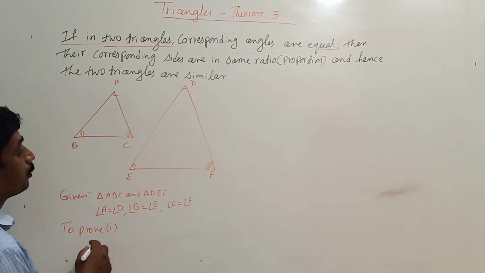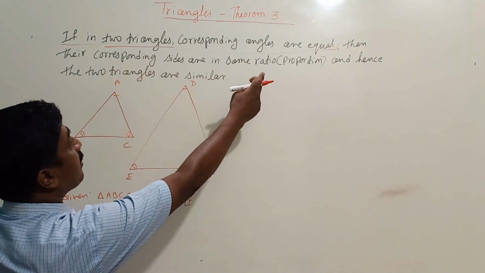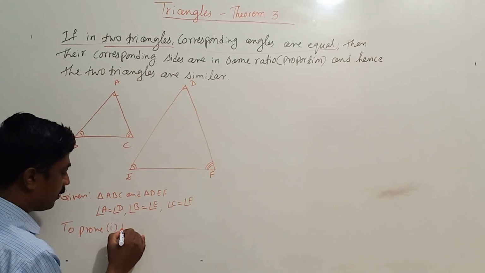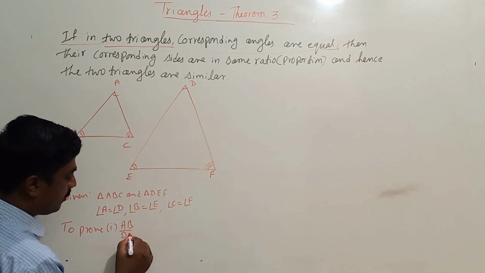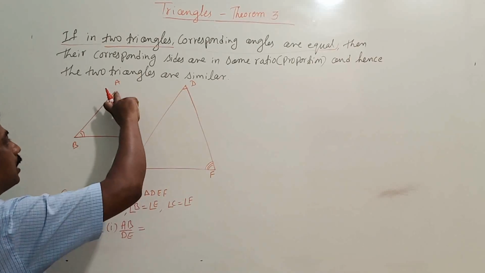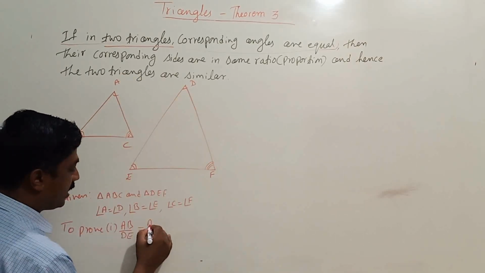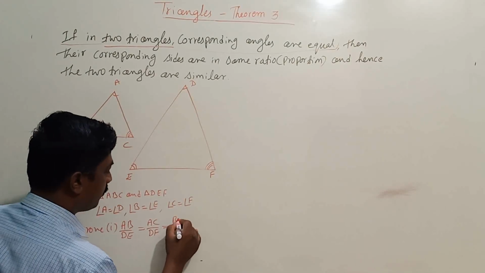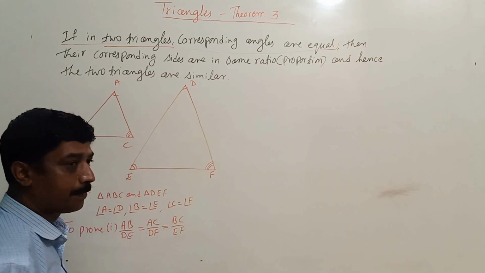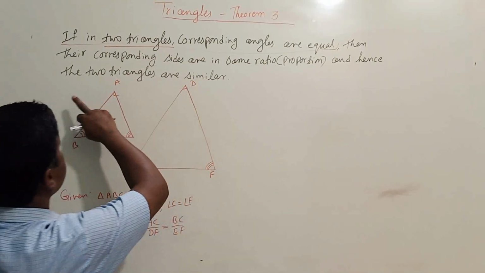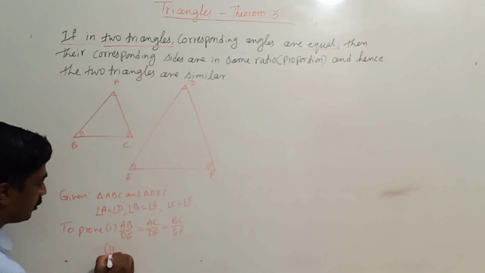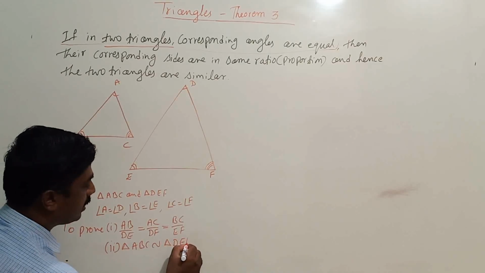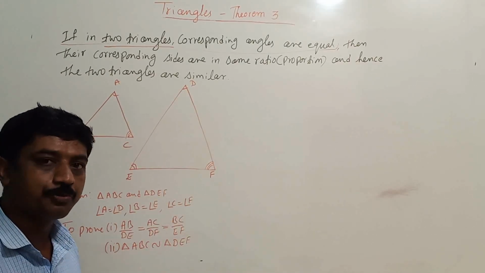Number one, what you need to prove? The corresponding sides are in the same ratio. That means you need to prove AB by DE, let me write here, AB by DE is equal to AC by DF is equal to BC by EF. And after that, hence the two triangles are similar. So this is number two. I need to prove that triangle ABC is similar to triangle DEF. This is what I need to do.